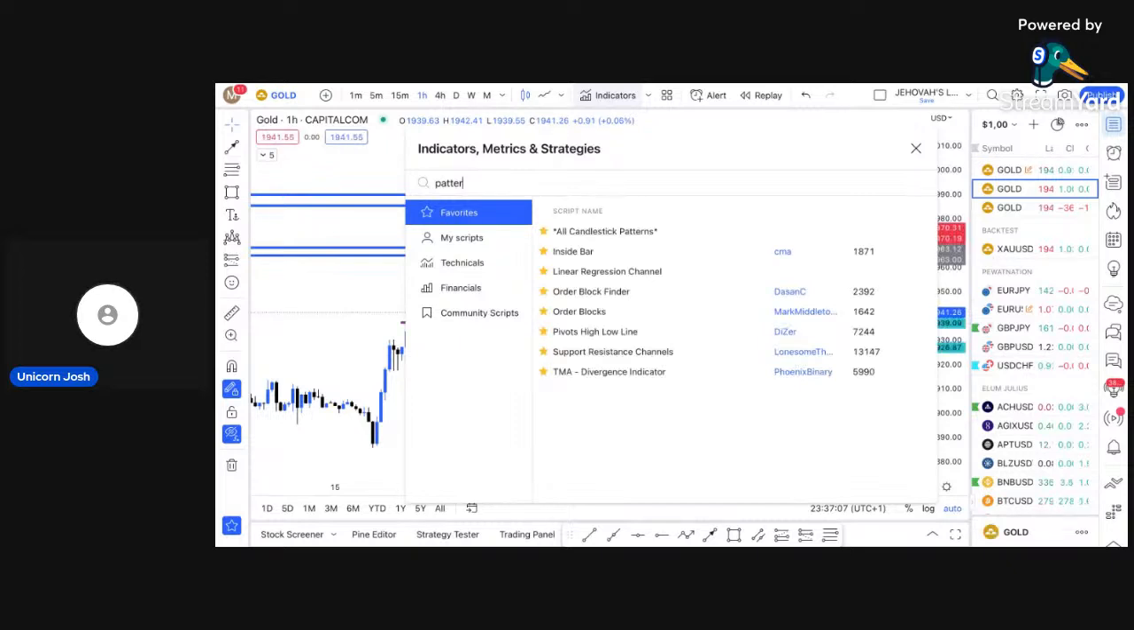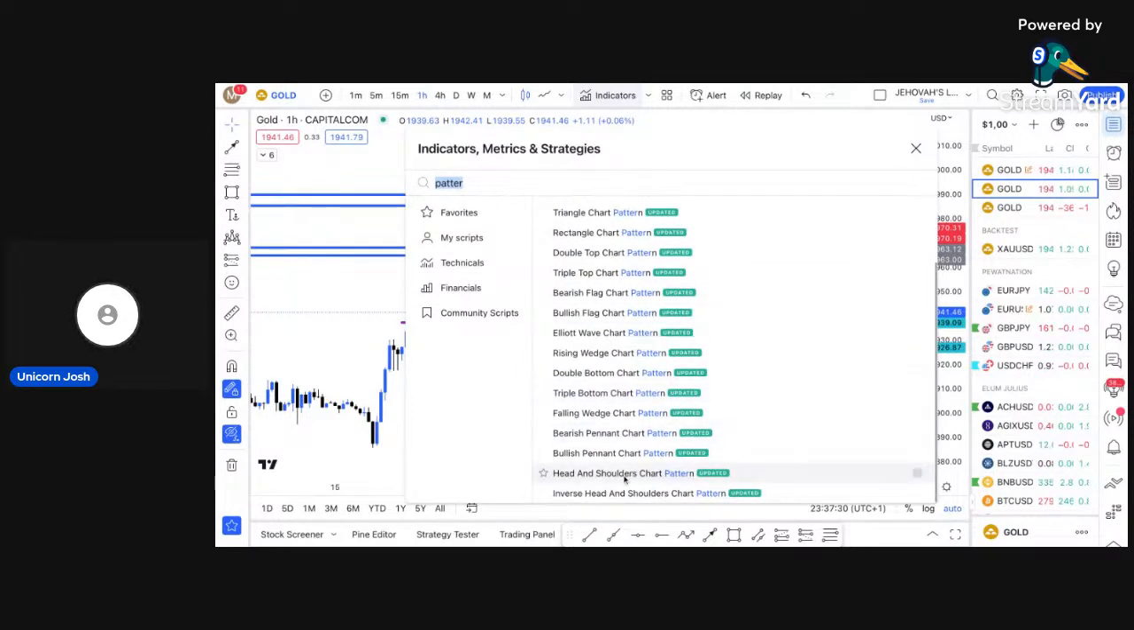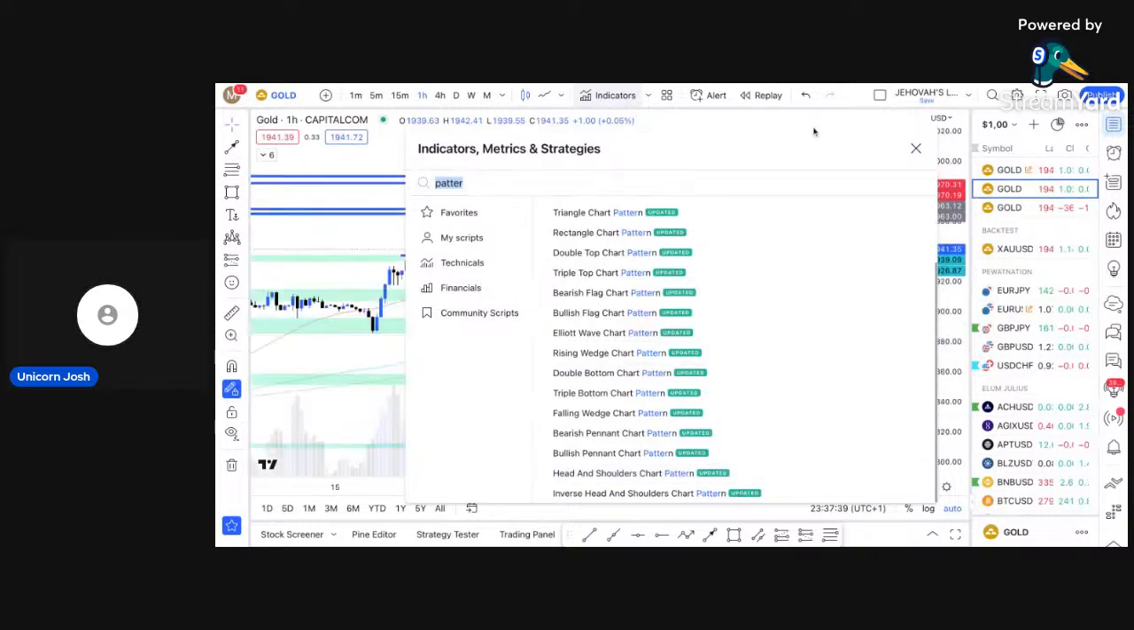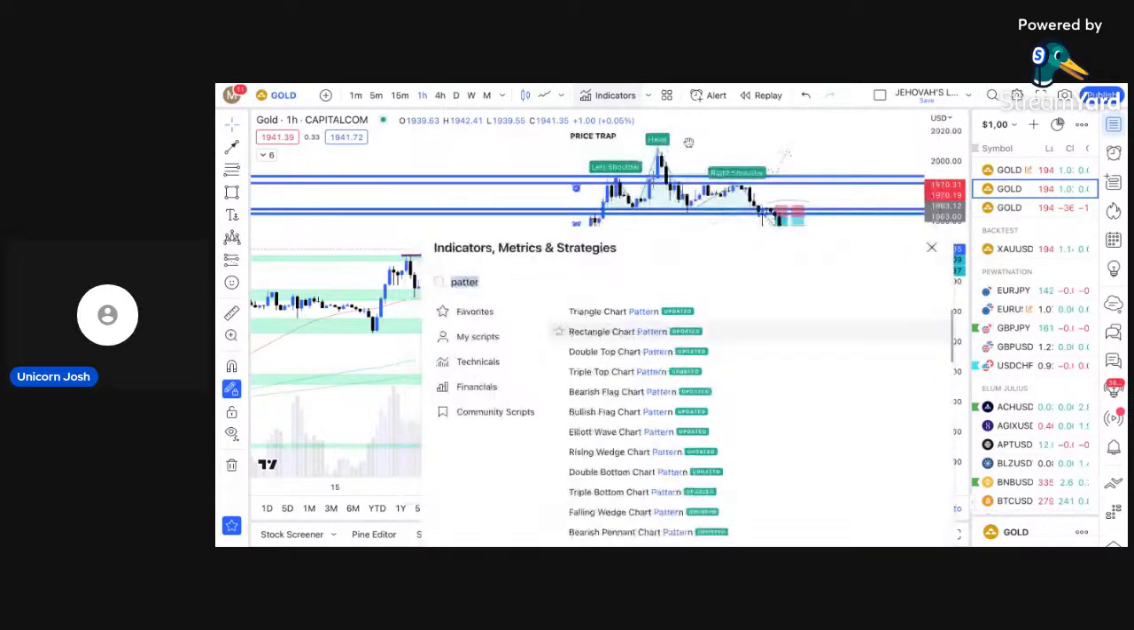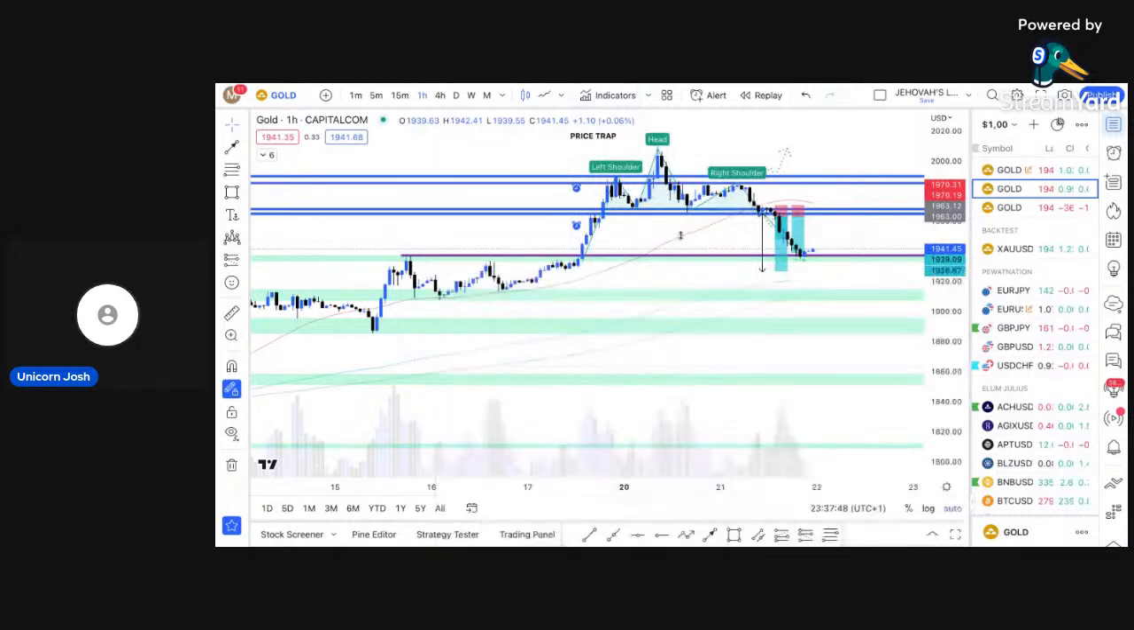Okay, good. That is it. So you can see all candlestick patterns. All right. So we have triangle pattern, rectangle, double top, triple top. Let me show you the one that would have worked for us, the head and shoulder chart pattern. Can you see? So this would have revealed that pattern for us even before we noticed it.